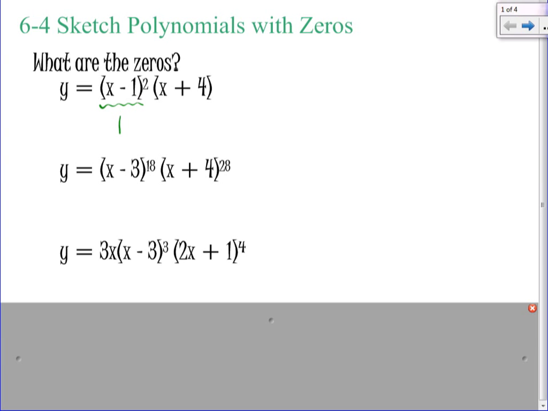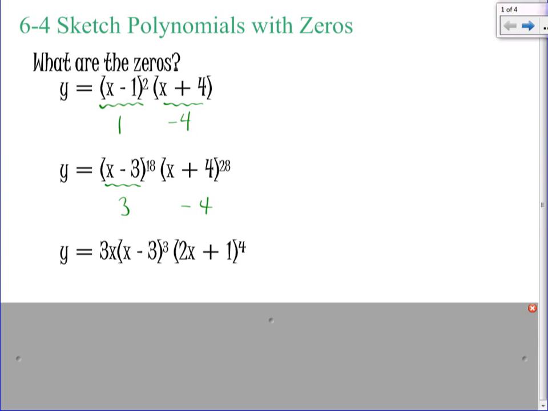Yeah. x plus 4 equals 0. We subtract 4 on the other side. We get negative 4. So you're just setting each of the parentheses equal to 0 and solving. Okay, we're ignoring the exponents for now. We'll talk about that down here at the bottom. What would the solution be for this one? 3. And negative 4.